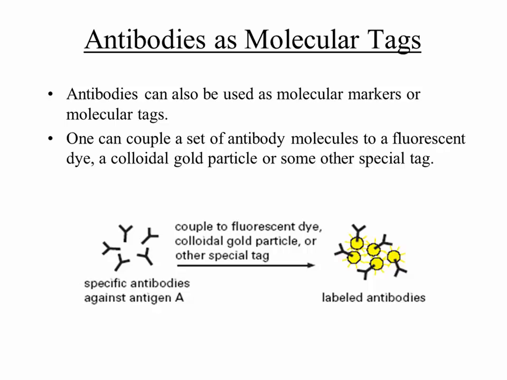Now, antibodies can be used as molecular tags, or molecular markers. One could, for example, couple a set of antibody molecules to a fluorescent dye. Then you can follow the antibody because, wherever you see that fluorescence, that's where the antibody is. Or you could attach it to a colloidal gold particle or some other special tag. So for example, in this picture at the bottom, you have some specific antibodies against antigen A. You couple them to fluorescent dye, colloidal gold particle, or some other special tag.